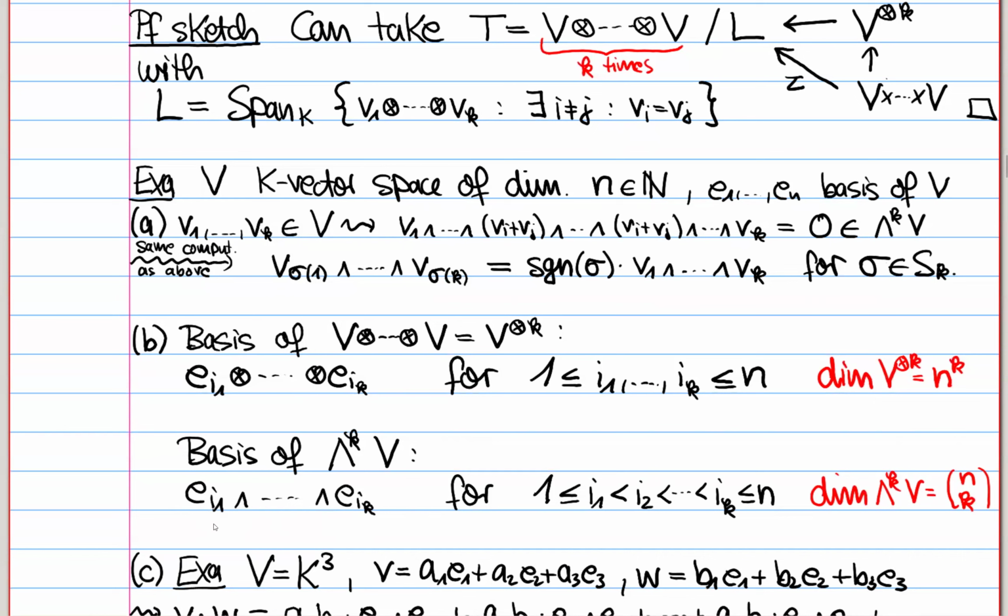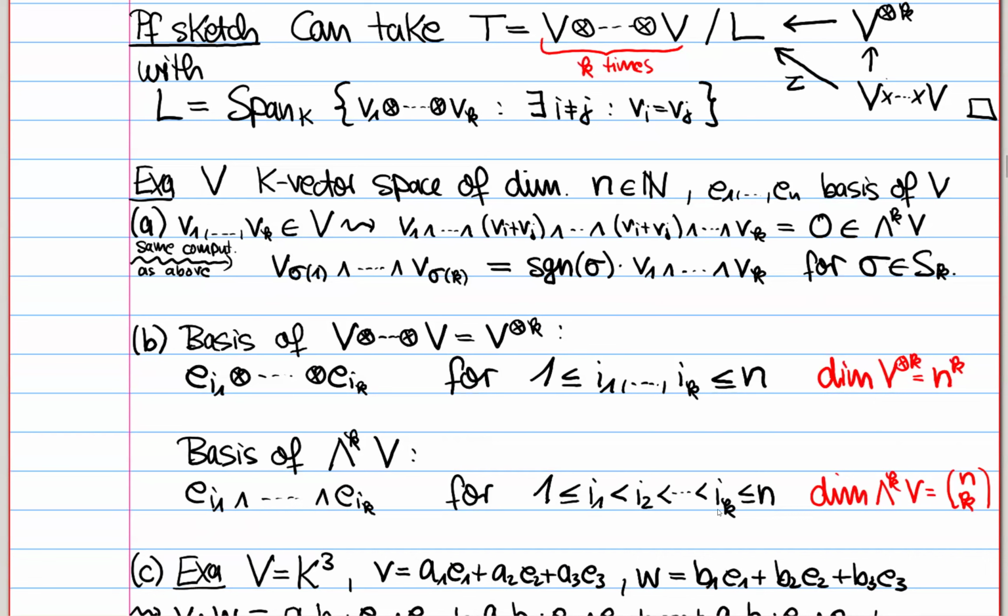We can always make sure that i1 is less or equal i2 and so on up to less or equal ik. And if one of those is actually an equal sign, then we would have 2 times the same basis entry here, 2 times the same vector, and this would give 0 by the alternating property. So all of these actually are not basis elements, but in fact give the 0 element. And so what is left after eliminating these redundant things is that you have these wedge products here, where now the indices are strictly increasing.